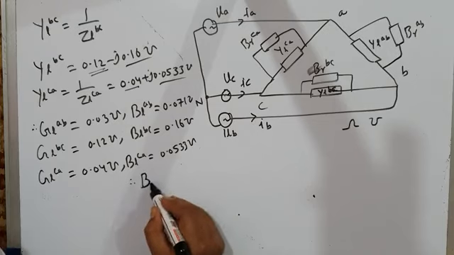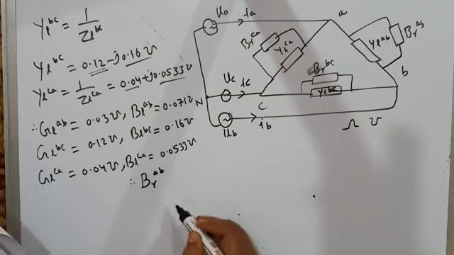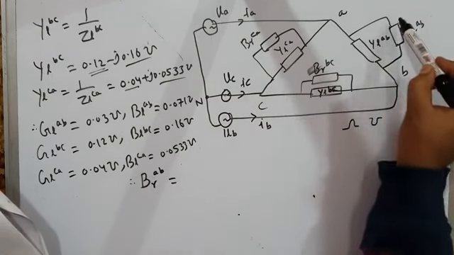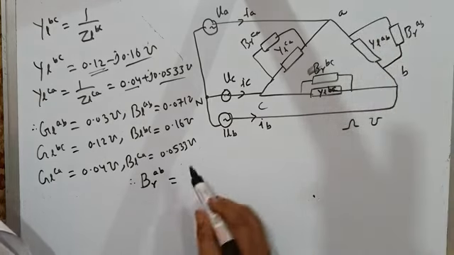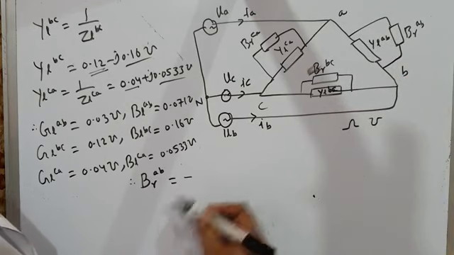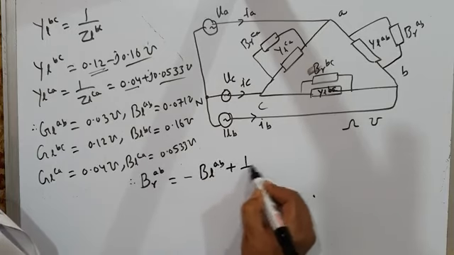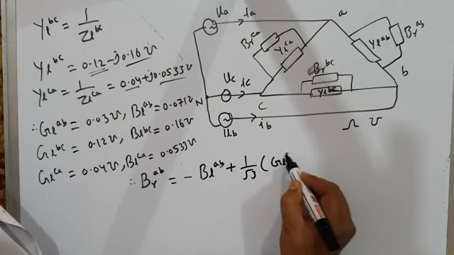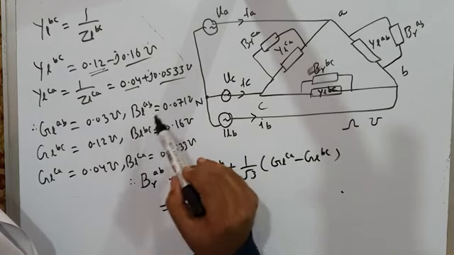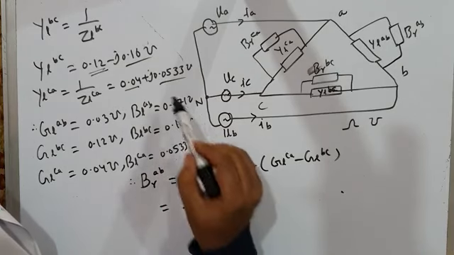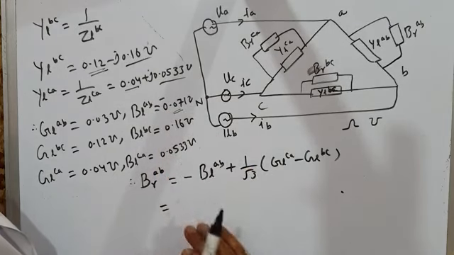Therefore, as per the formula which we have derived in the previous class, what is B gamma AB? B gamma AB is this compensator susceptance of AB branch. If you remember from the formula which we have derived in the last lecture, it is minus BLAB plus 1 by root 3 times GLCA minus GLBC. So that is minus, what is BLAB? BLAB is of course minus here.